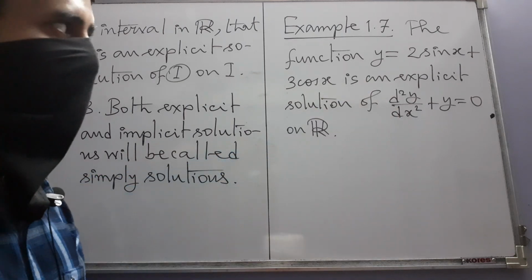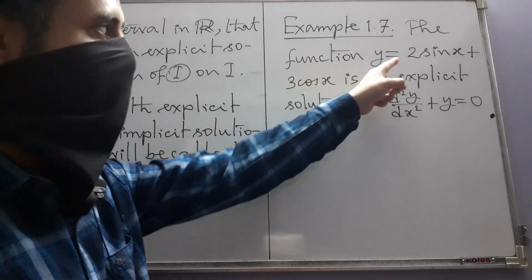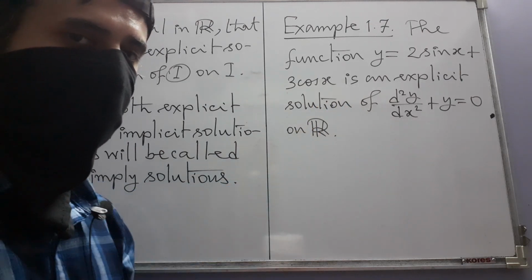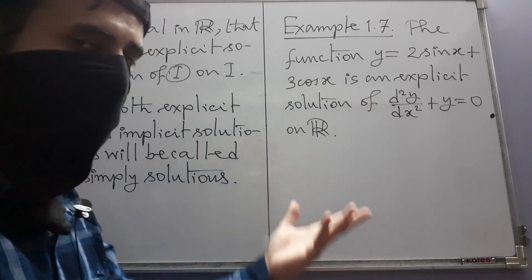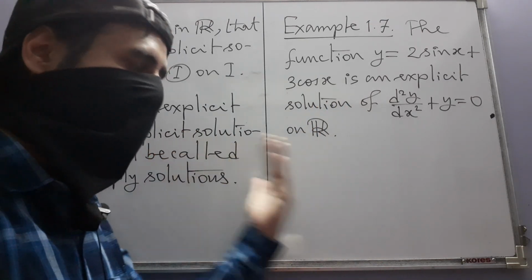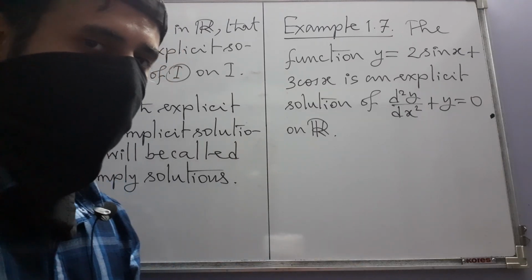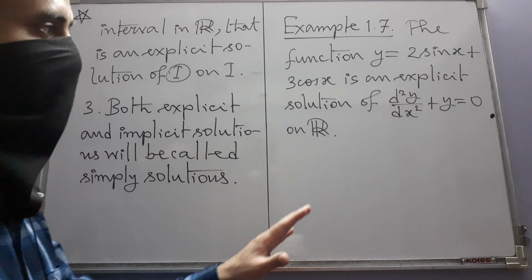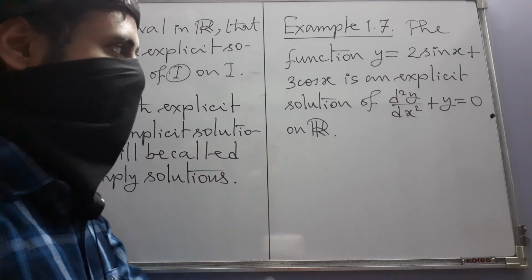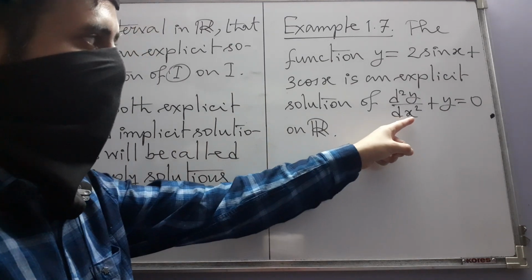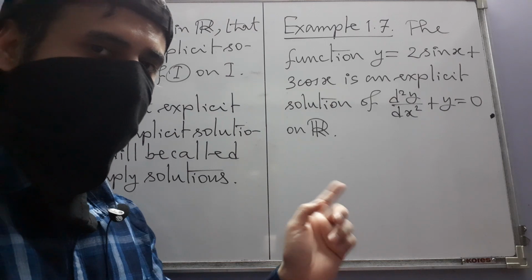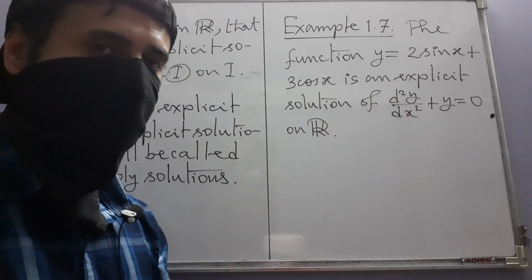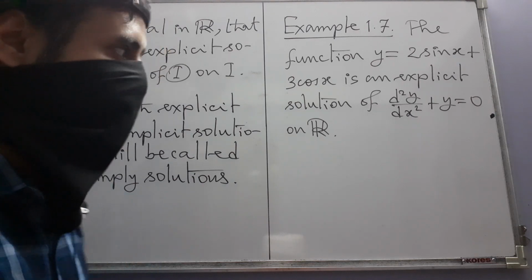This is our differential equation, and we are saying that this function is an explicit solution of this differential equation on the interval R, which is of course also one interval, the open interval minus infinity to infinity. Okay. So let us see one by one if we really are following the definition. First we have the differential equation. Is it an ordinary differential equation? Yes. It's a second order ordinary differential equation.